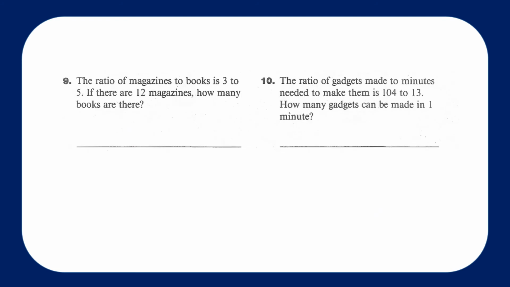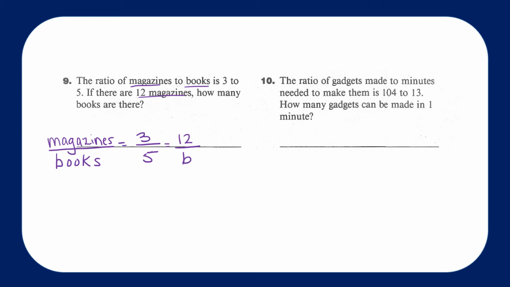Question number 9. The ratio of magazines to books is 3 to 5. If there are 12 magazines, how many books are there? So the ratio is magazines to books. So I'm going to write magazines on the top. And I'm going to write books on the bottom. And our ratio is 3 magazines to 5 books. And they're telling us that we have 12 magazines, so I'm going to write 12 on the top. So how many books are there?